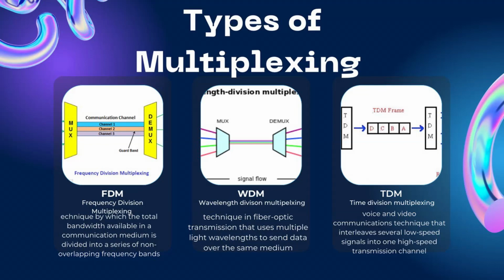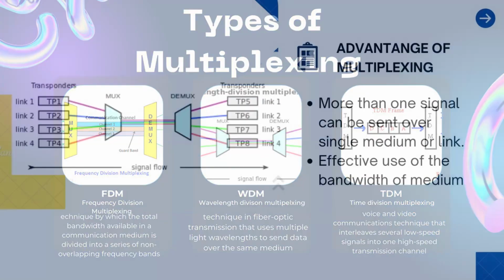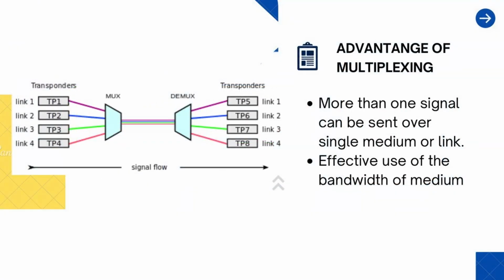The second one is WDM, wavelength division multiplexing. This technique is a fiber optic transmission that uses multiple light wavelengths to send data over the same medium. And the last one is TDM, time division multiplexing. This technique is a voice and video communication technique that interleaves several low speed signals into one high speed transmission channel. There are several advantages of multiplexing.